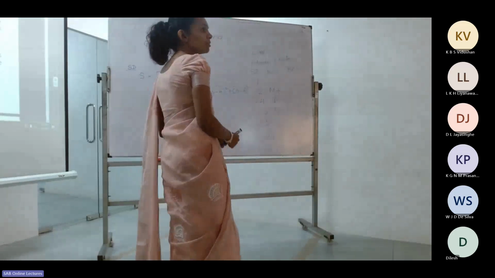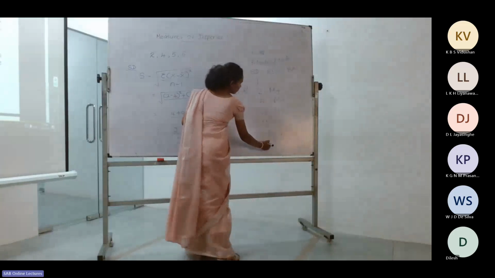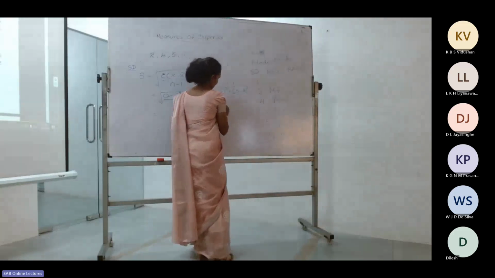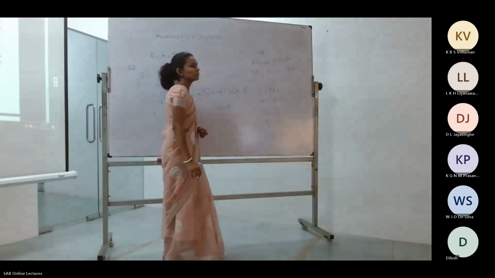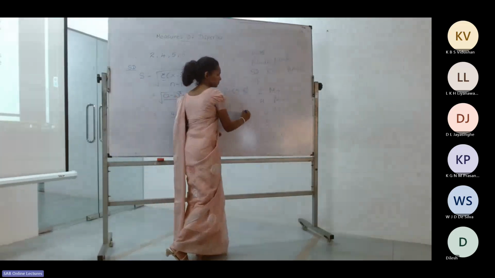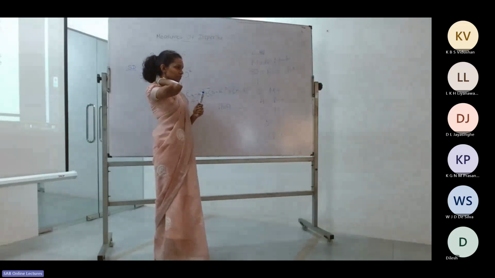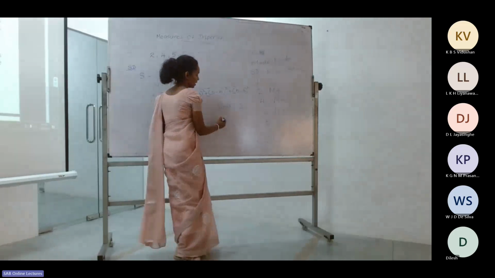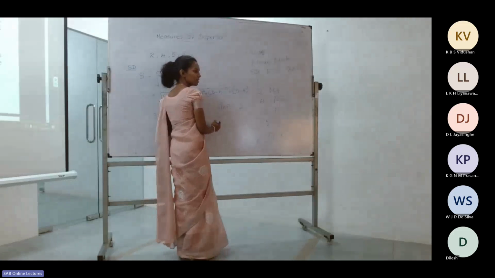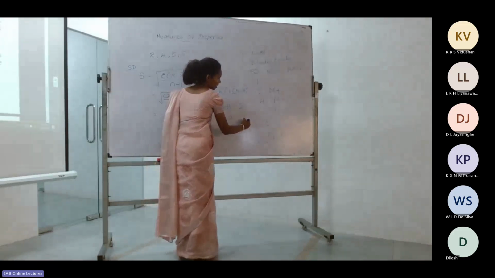Then press the Shift key, and after that, press the Shift key and number 2. Okay, then it displays x bar, sigma and s.